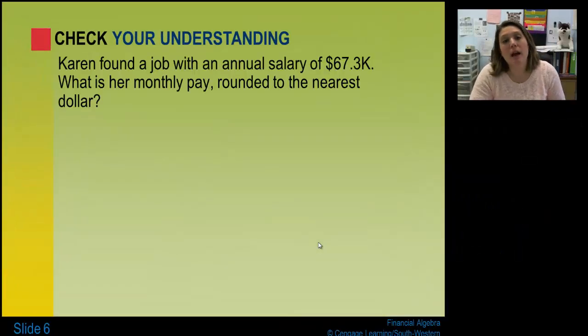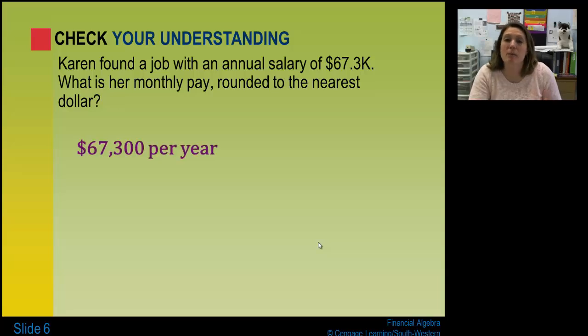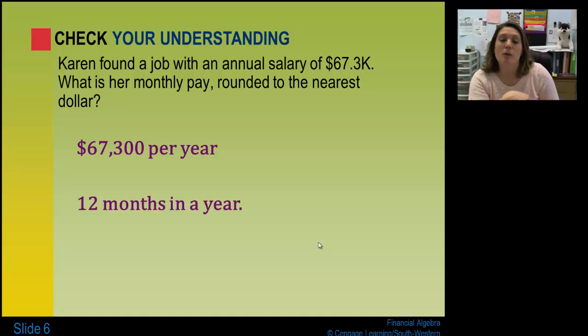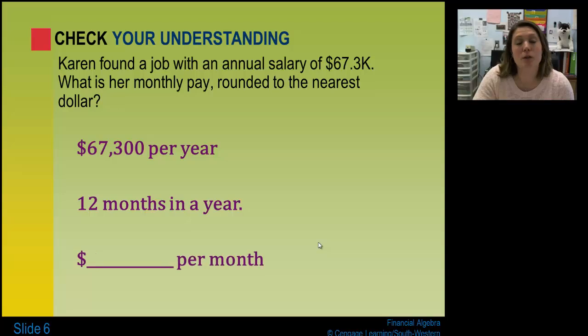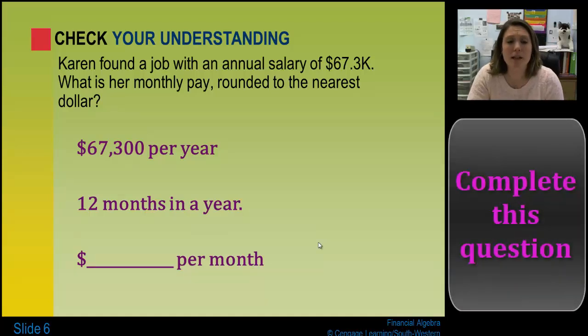For the check your understanding, Karen found a job with an annual salary of $67.3K. What is her monthly pay rounded to the nearest dollar? So that $67.3K is $67,300 per year. We need to know that there are 12 months in a year. So I need to split up her $67,300 over the course of 12 months. Just like the previous example, only difference is that we're not dividing by 52 this time, we're dividing by 12. So go ahead on the side of your slide here, calculate 67,300 divided by 12, and tell me how much she makes per month.